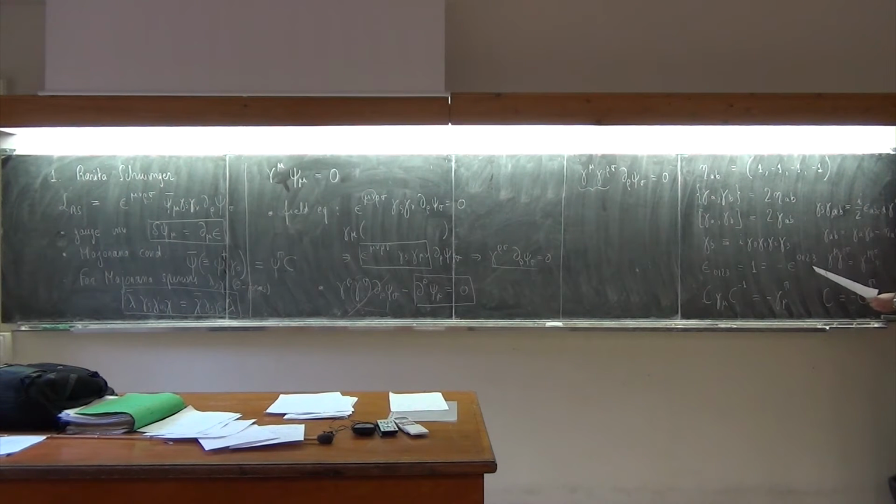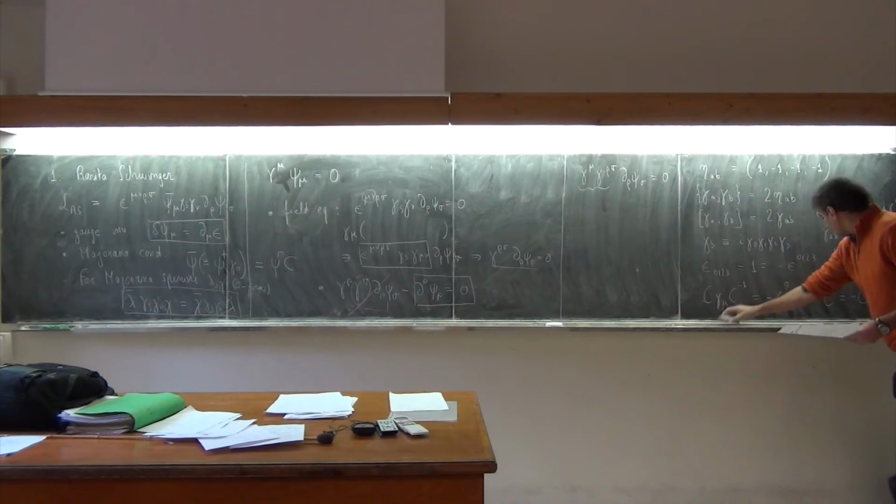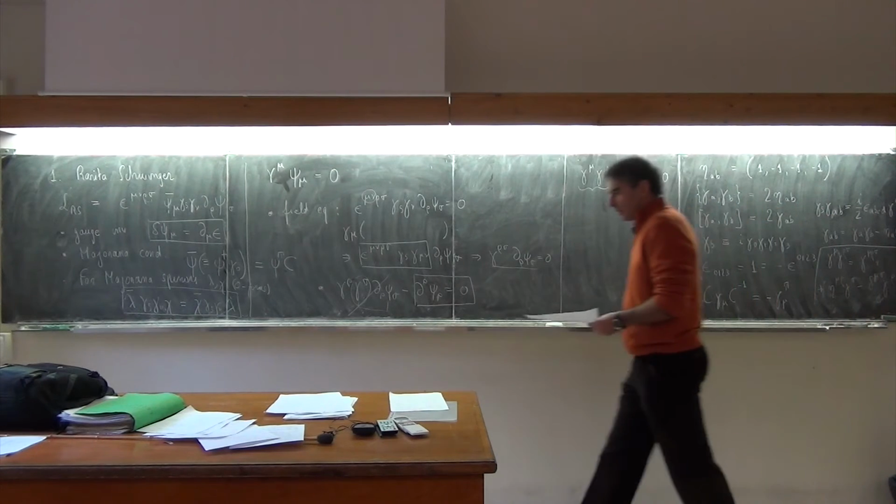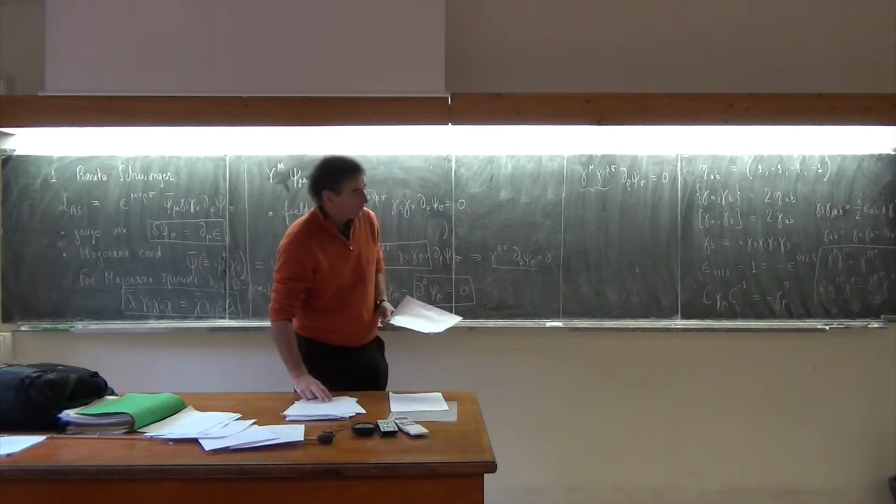Plus, and here I need some space, plus delta, it is actually an eta, mu rho, gamma sigma, minus delta mu sigma gamma rho, because it has to be anti-symmetric in rho and sigma, because this was anti-symmetric in rho and sigma. So these are standard formulas for the multiplication of multi-index gammas between themselves.